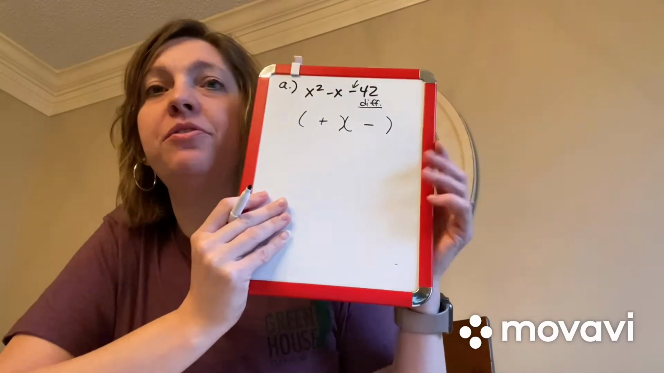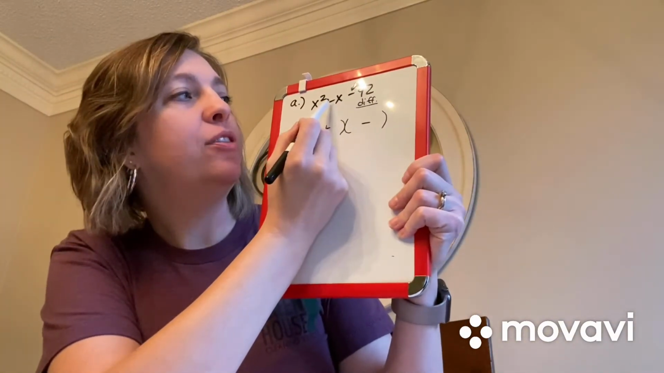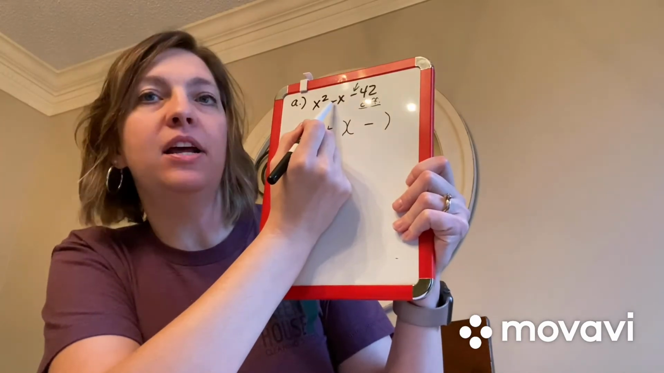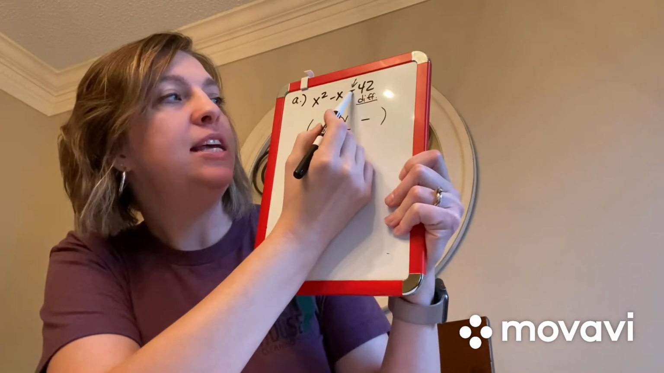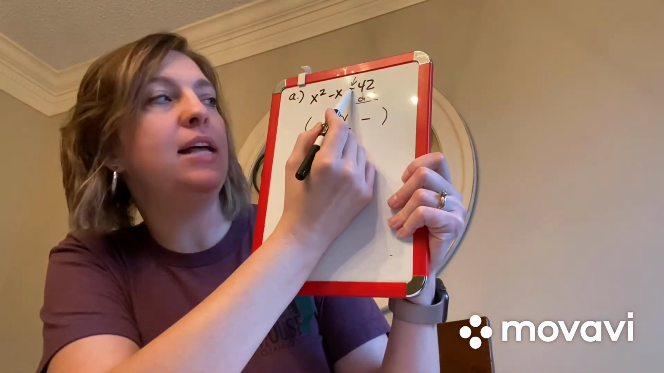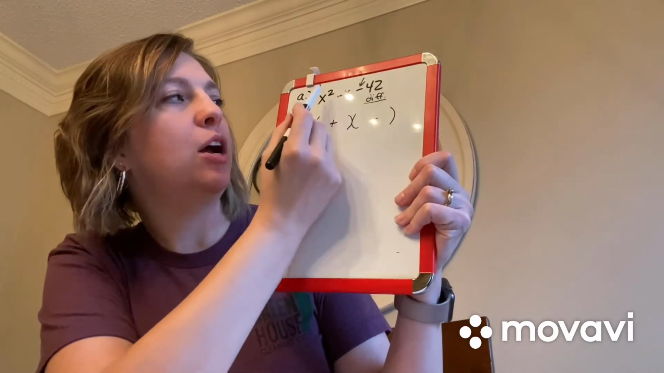Miss Kim, how did you know that? Because this sign told me they're different. Now, the greater absolute value is going to go with the negative because my middle term is negative. This tells me they're different. If it were plus, it would be the same. And this tells me the greater absolute is going to go with the negative.